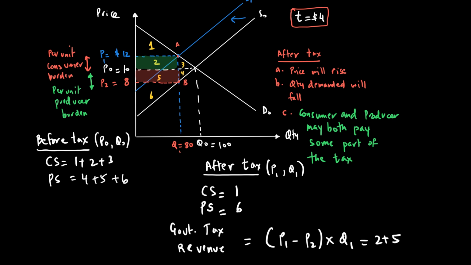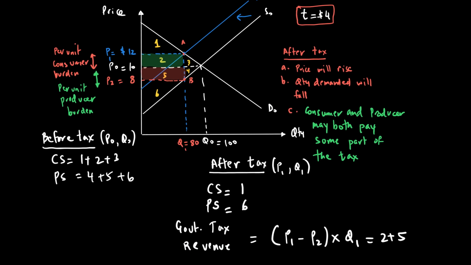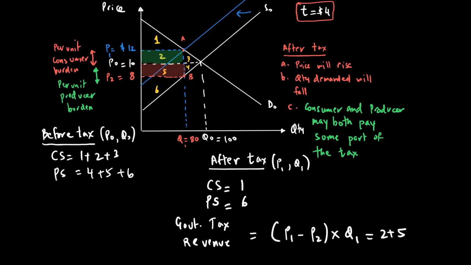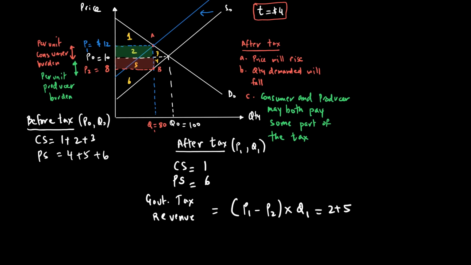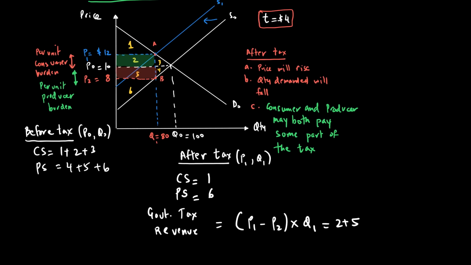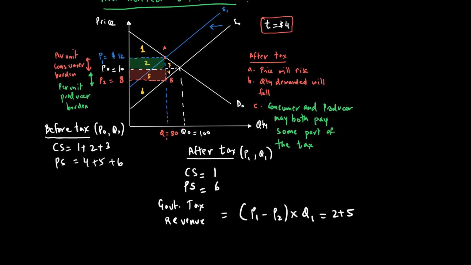So in this case, what you can see is that the government is pocketing this region, which is 2 plus 5. What is 3 plus 4? We argue that because 3 plus 4 is an area which will no longer be for any consumer and producer, we call area 3 plus 4 the deadweight loss. Now I can explain this in 1 minute, but first let's look at our diagram again.